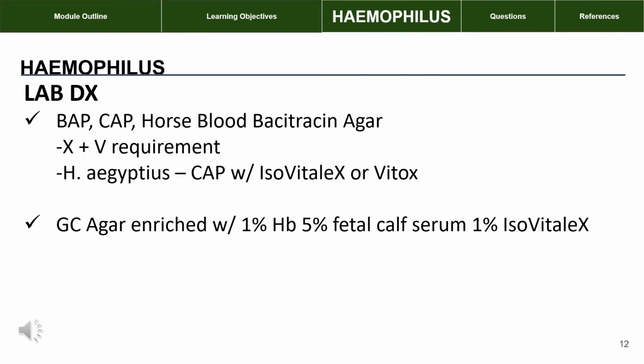For the lab diagnosis of Haemophilus, we use BAP, CAP, and horse blood bacitracin agar. These media have the X and V requirement. For Haemophilus aegyptius, you use CAP with IsoVitaleX or Vitox. Another agar that we can use is GC agar. It must be enriched with 1% hemoglobin and 5% fetal calf serum with 1% IsoVitaleX. Again, for Haemophilus, you always need one or both substances, the X factor and the V factor.